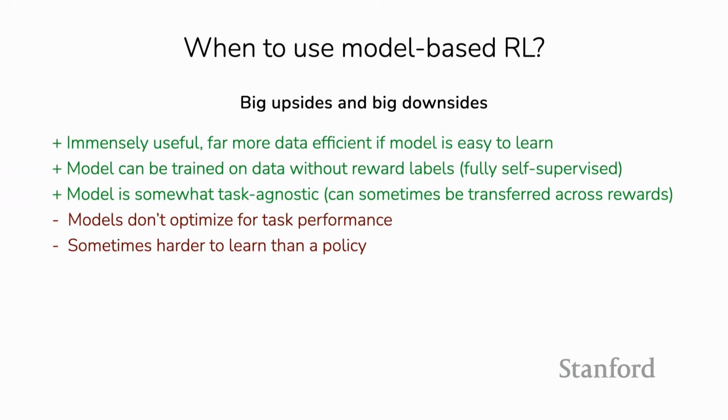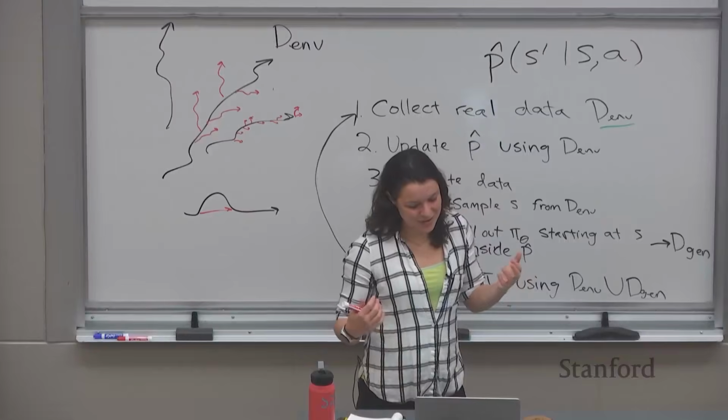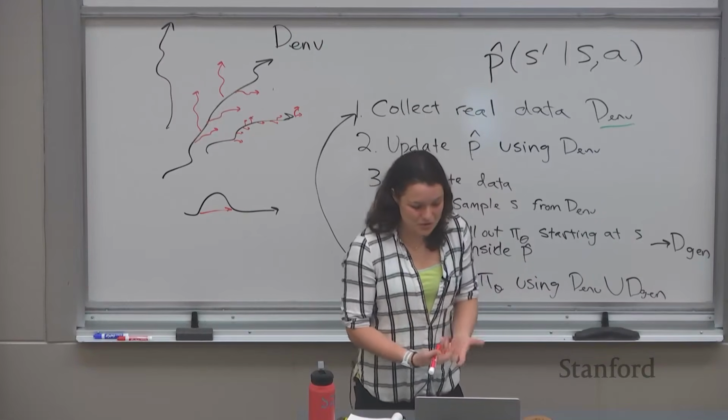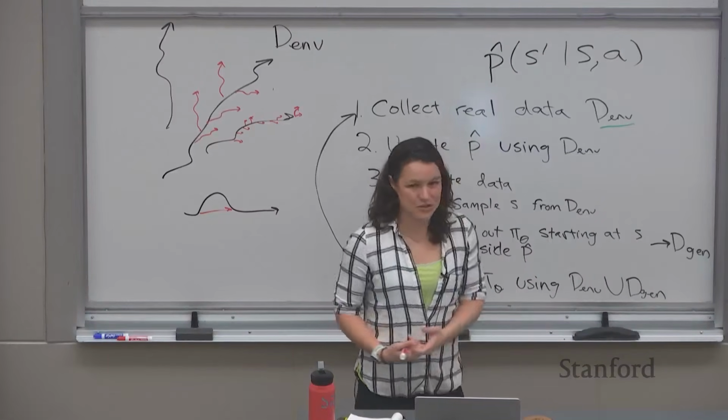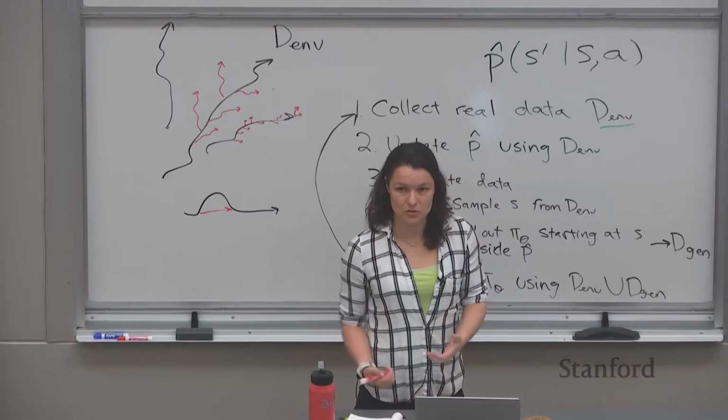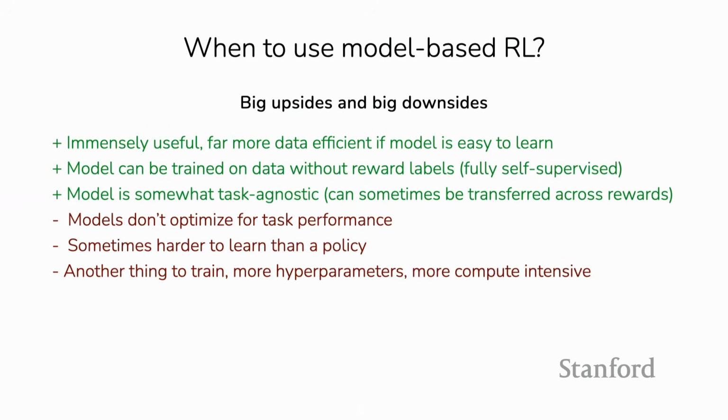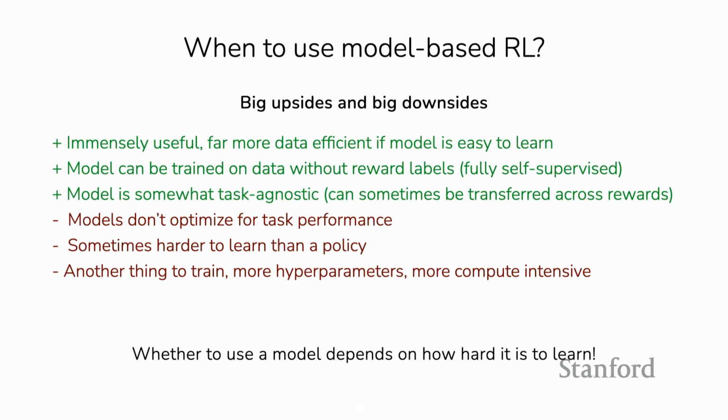Sometimes it's really hard to learn a good model. Sometimes it's harder to learn a good model than it is to learn a good policy. In these cases, usually you don't want to learn models because you're presenting a harder problem than the actual downstream problem you might care about. And then the last thing that I alluded to before is that it's another thing you have to train. And so there's more hyperparameters and it's also more compute intensive. Because of these big upsides and big downsides, whether to try to learn this kind of predictive model depends a lot on the domain and how hard it is to learn that kind of model.